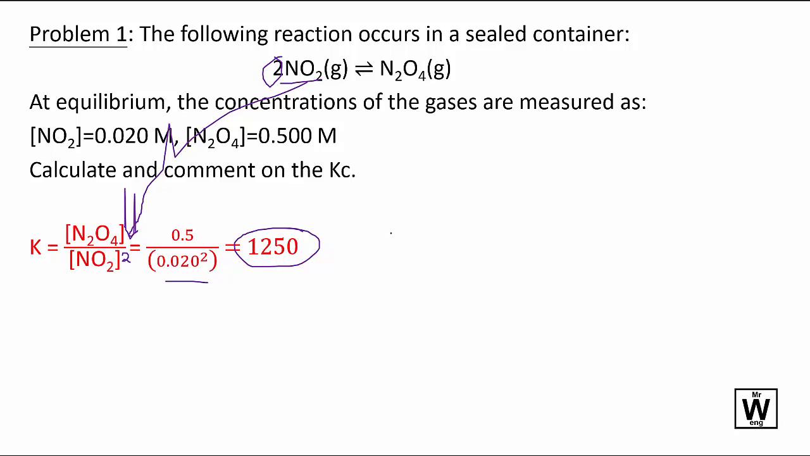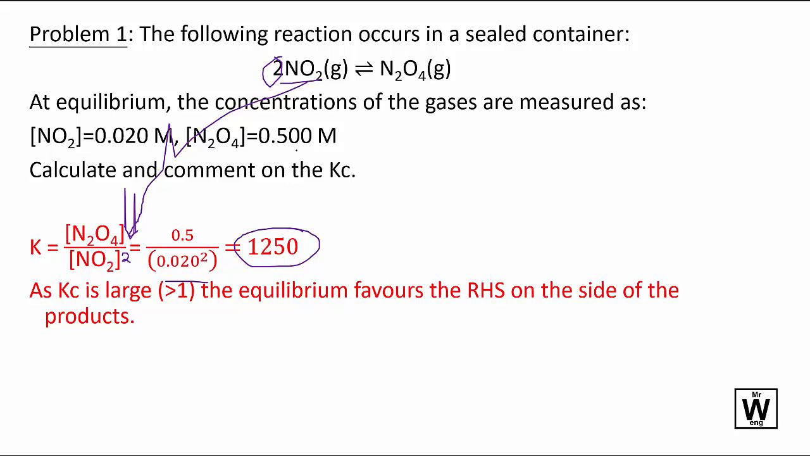And comment on the Kc. So because the Kc is large, that means that there is a lot of this stuff, which means there's a lot of this stuff. And so products over reactants. And so the equilibrium is favoured on this side. So the equilibrium favours the right-hand side, the side of the products.